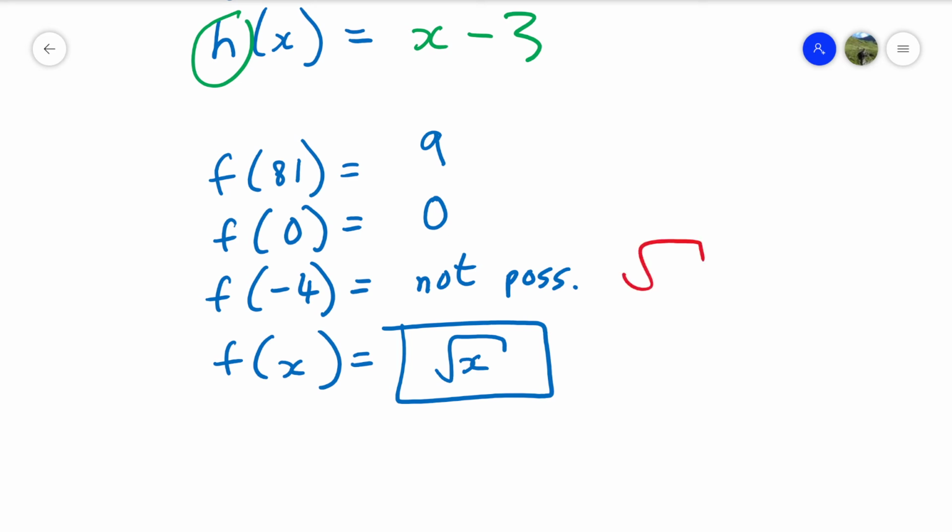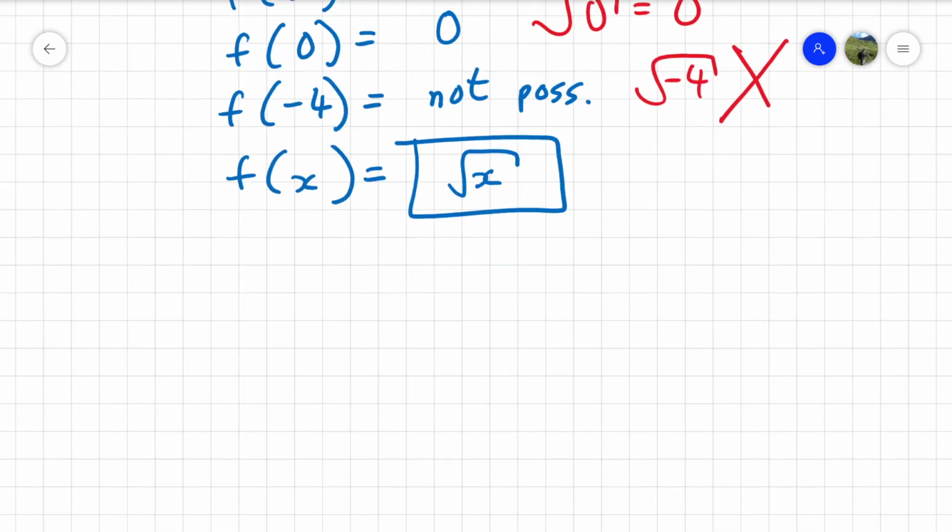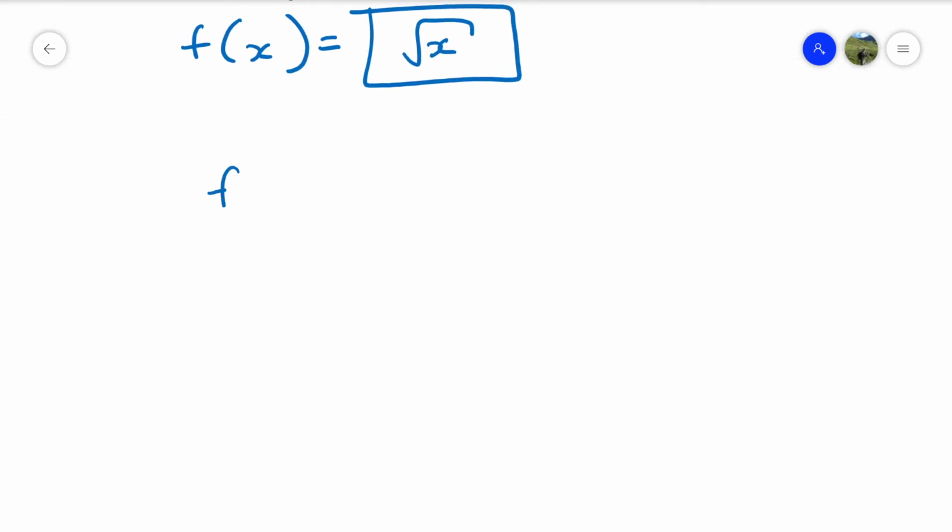Oh, look, because the square root of minus 4, that's not possible. The square root of 0 is 0. The square root of 9, sorry, hang on. The square root of 81 is 9. There we go. And you might have specified the positive root or something like that. Let's do the next one.